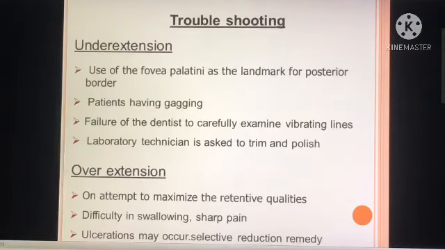Now coming to troubleshooting the errors that we do while recording the PPS, there are 4 errors that we can encounter. One is under extension, over extension, under post damming, and over post damming. So coming to the first and the most common reason for failure of retention in complete denture, that is under extension. So these are the reasons when we do under extension. The first one is using of fovea palatini as the landmark for posterior border. So fovea palatini, when they are using as a landmark for posterior border, there is much more space behind which we are avoiding. So the retention will be compromised.